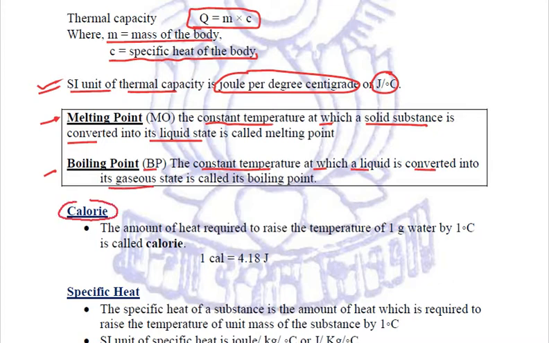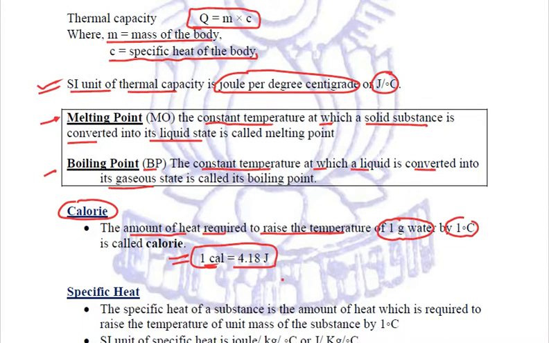Another thing you need to know is the calorie. This calorie we have seen above is a widely used unit of heat. And what is a calorie? How are we going to define it? A calorie is defined as the amount of heat required to raise the temperature of 1 gram of water by 1 degree Celsius. And the value of 1 calorie is 4.18 joules. You need to remember this.